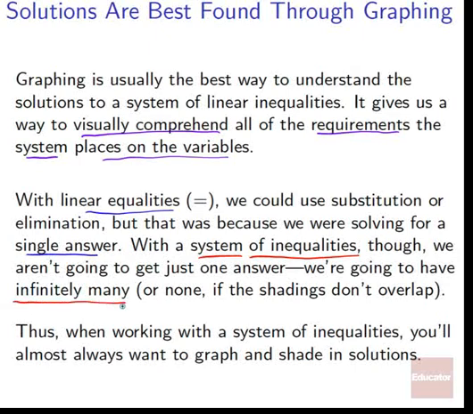Because we've got shadings, as long as we've got overlapping shadings for our system, that entire area where all of our inequalities overlap together is going to be all of our answers. And because it's an area, there's infinitely many things inside of it. Now, it is possible to have no answers whatsoever if the shadings don't overlap, right? If one side shades up and the other shades down and they never touch, there are no answers because the two can never agree. They are inconsistent. But as long as they agree in some area, we will have infinitely many answers.